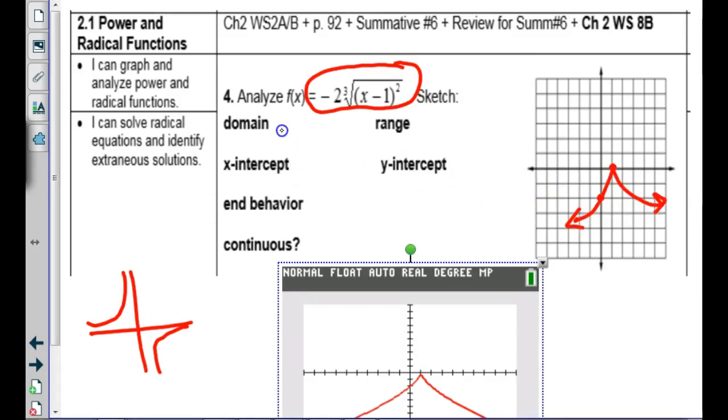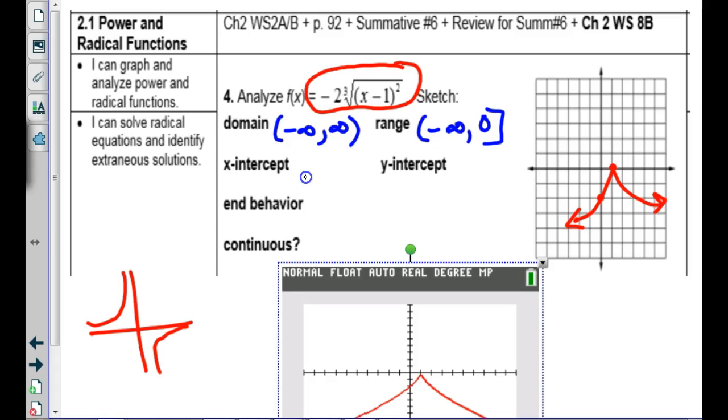Okay. So domain, left to right. Guys, I'm really frustrated that we're still messing this up. Domain, left to right. Range, bottom to top. Any questions? This is y values. This is x values.